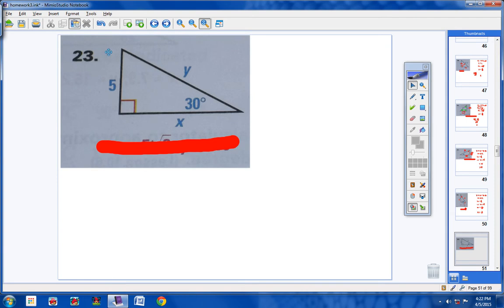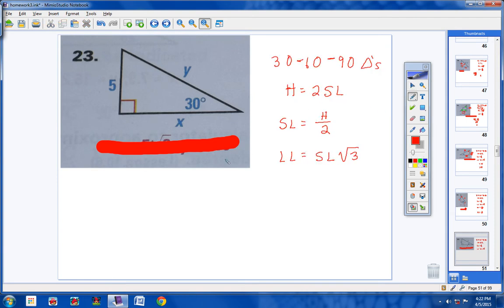Alright, number 23. Now, 30, 90, this is 60. Okay, go to your 30 first, go straight across. This is your shorter leg. Go to your 90 degrees, go straight across. This is your hypotenuse. So this is your longer leg. Now, first of all, if you know the shorter leg, it's always easy to find the hypotenuse. Multiply this by 2. So we know for sure the hypotenuse is going to be 10, because you simply take the shorter leg and multiply it by 2. 5 times 2 is 10, okay?